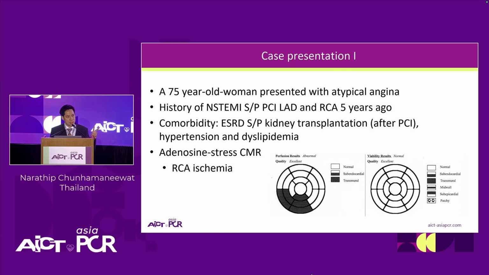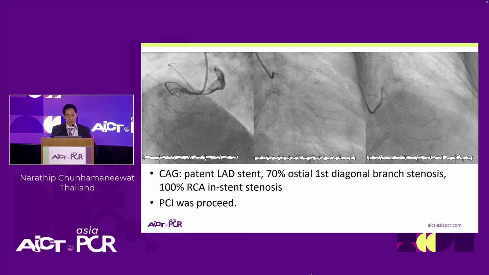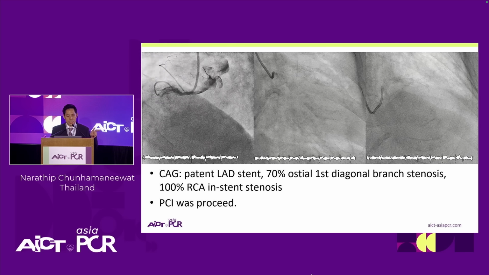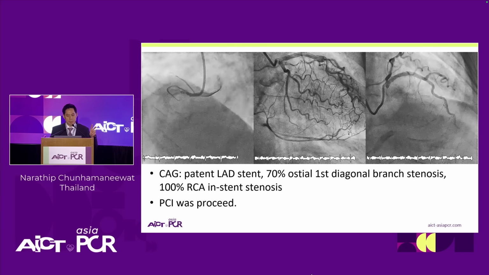I have 2 cases to demonstrate this concept. The first one, 75, history of non-STEMI. I did PCI to the LAD and RCA 5 years ago. She had end-stage renal disease and she underwent kidney transplant later on. But after that, she came with atypical chest pain, and the MRI was positive for the RCA area. And this is the picture. The previous RCA stent was occluded. The previous LAD stent is patent.